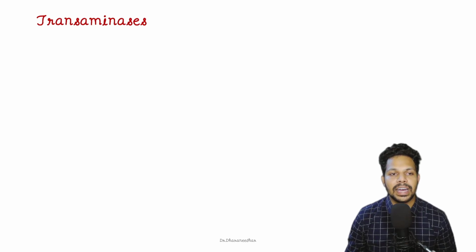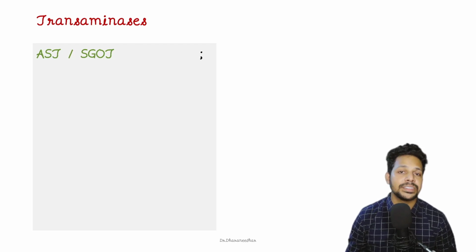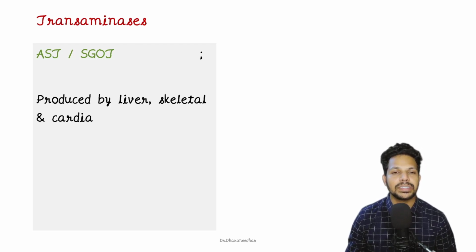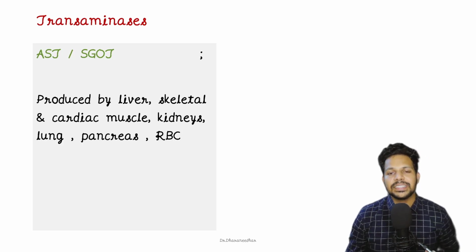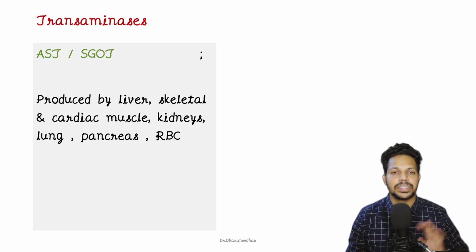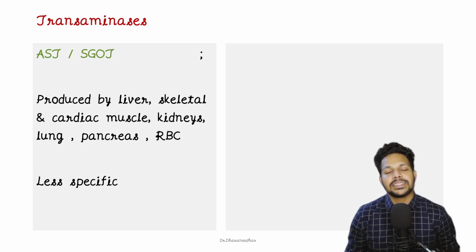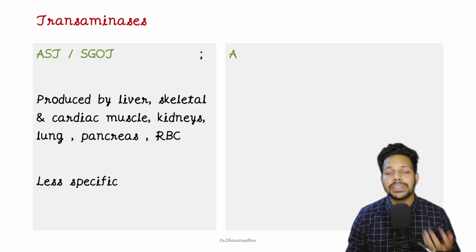So we have the AST, that is aspartate transaminase, otherwise called SGOT, and the other is the ALT, alanine transaminase, also called SGPT. This AST or SGOT is produced by multiple organs, that is liver, skeletal muscle, cardiac muscle, lungs, pancreas, kidneys, and RBCs. Since AST is produced from multiple organs other than the liver as well, the elevation in AST is not very specific to the liver injury. Whereas elevation in ALT or SGPT is primarily from the liver, and hence it is a more specific marker of liver injury.